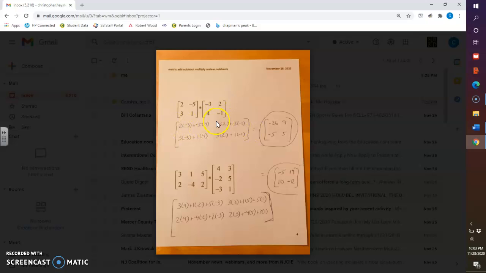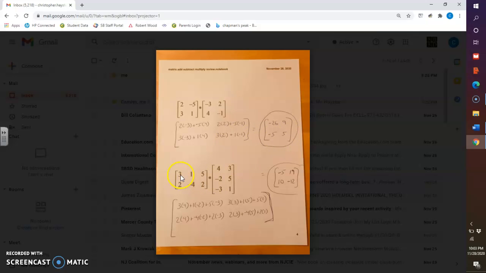That's my first row. 3 times negative 3 plus 1 times 4. And 3 times 2 plus 1 times negative 1. And that becomes my second row. When I clean it up, negative 6 and negative 20 is negative 26. 4 and 5 is 9. Negative 9 and 4 is negative 5. And 6 and negative 1 is 5.